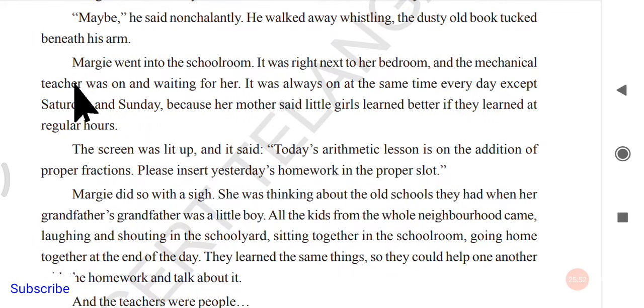So the mechanical teacher was on it and waiting for her. See here, the mechanical teacher is already there on the screen. It was always on at the same time every day except Saturday and Sunday, because her mother said little girls learned better if they learned at regular hours. So Margie has to attend the classes at the same time every day, and her mother also had the idea that if little girls learn things at the same time every day, they would learn more.